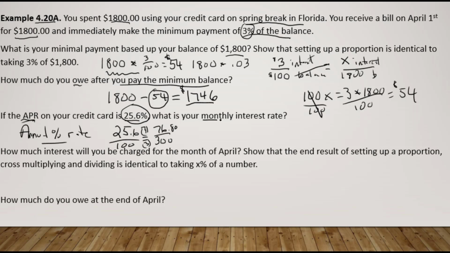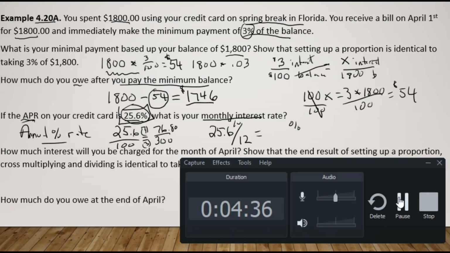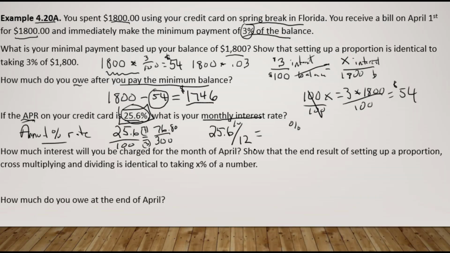Your monthly interest rate obviously is not going to be as high as this because there's 12 months in a year. So you can just take the 25.6 and divide it by 12 because there's 12 months in a year. And you're going to get a percentage. And round it to the nearest hundredth, this is 2.13%.